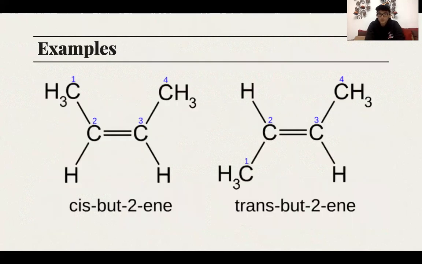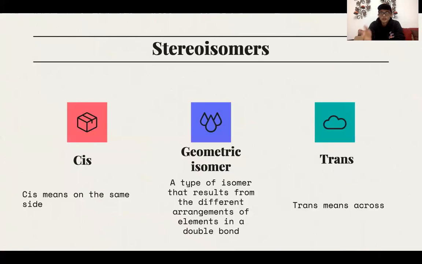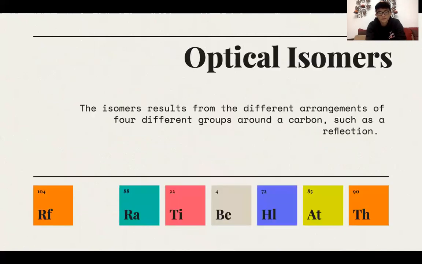Here we have some examples, such as cis and trans. The examples that we saw are stereoisomers. Cis means on the same side, and trans means across. From the stereoisomers, we have another type of isomer that is the geometric isomer. This is a type of isomer that results from the different arrangements of the elements around the double bonds.